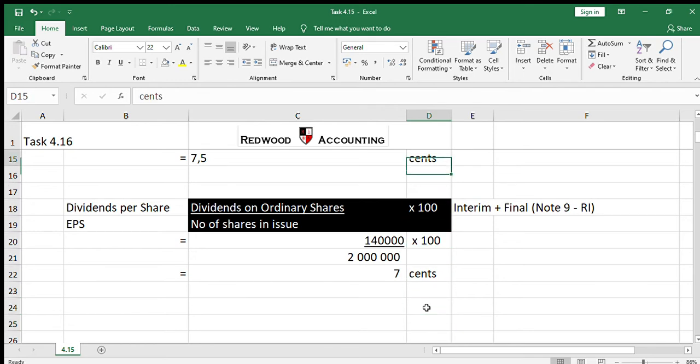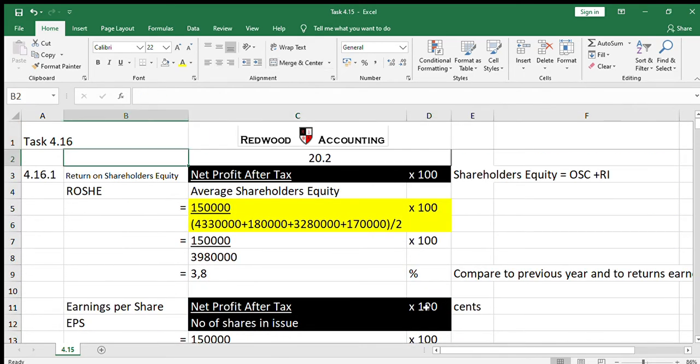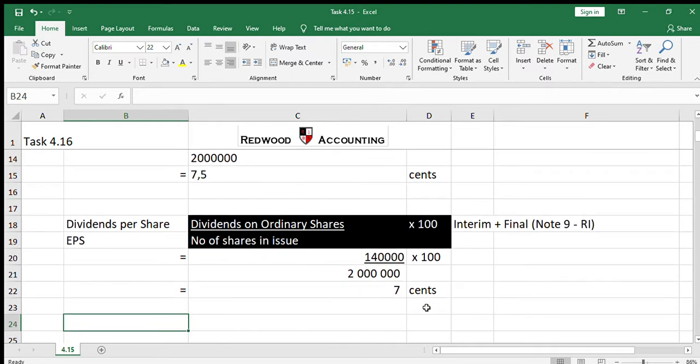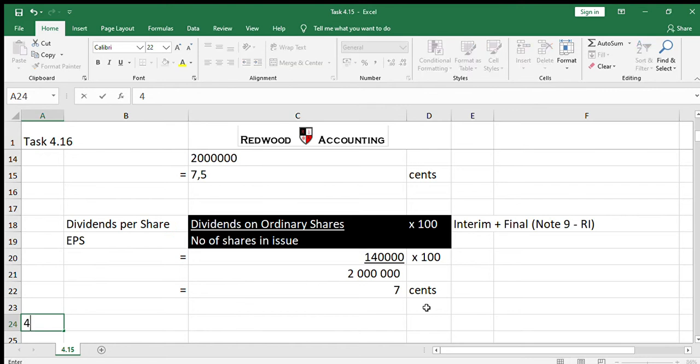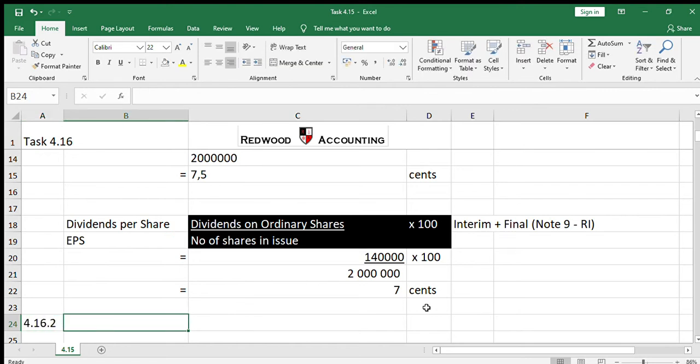Okay, so those are the three formulas which are called the return ratios. Okay, this shows what return the shareholders are earning on the investment in the company. Okay, and the final part of the question, which is always the most important part, 4.16.2, where it says, comment briefly on your findings, and the corresponding figures for the previous year are.